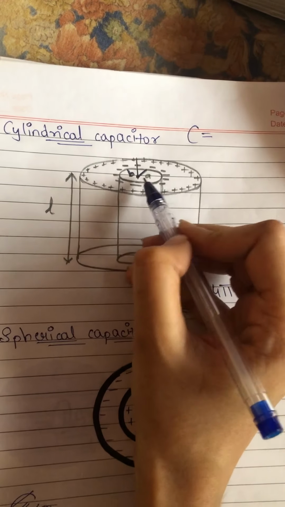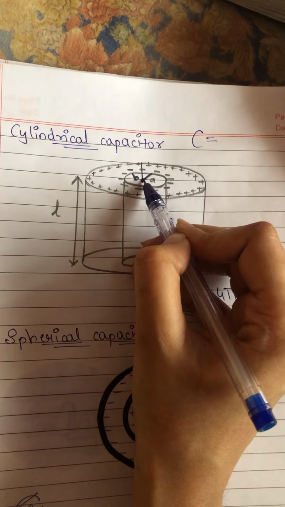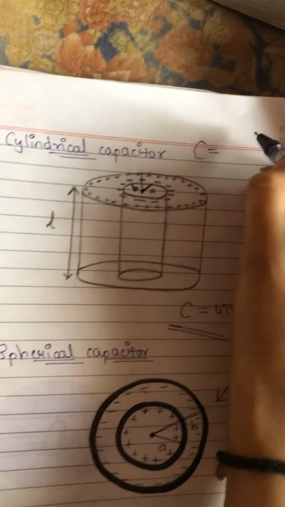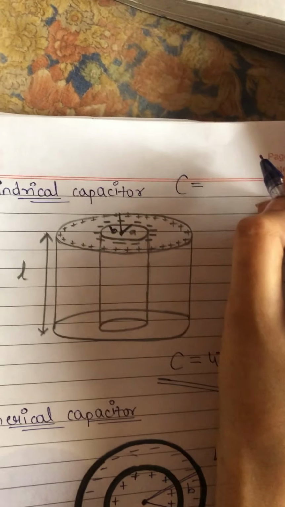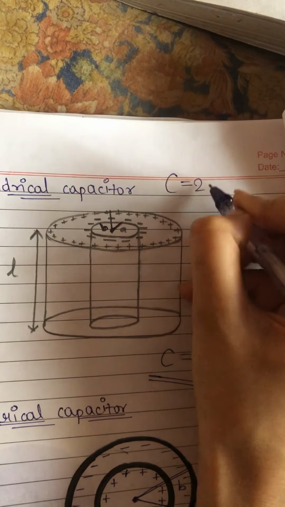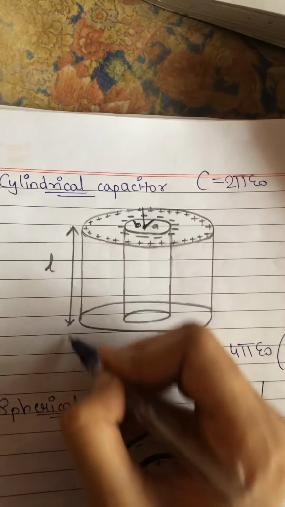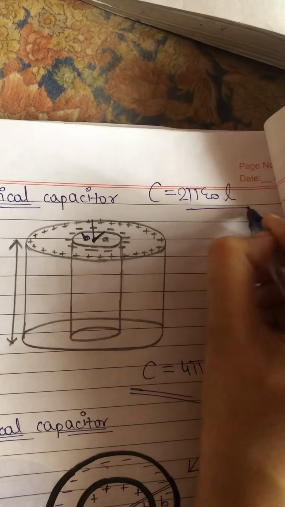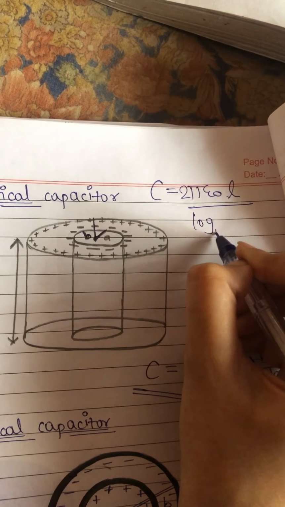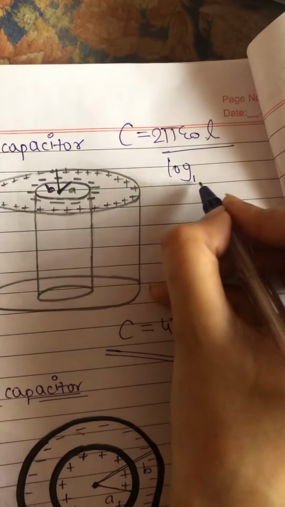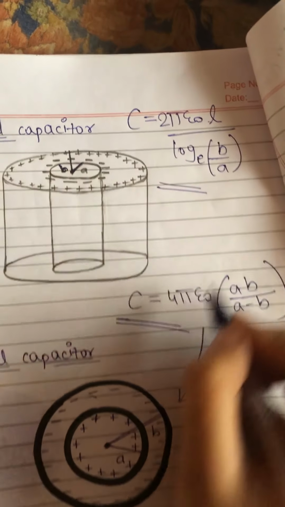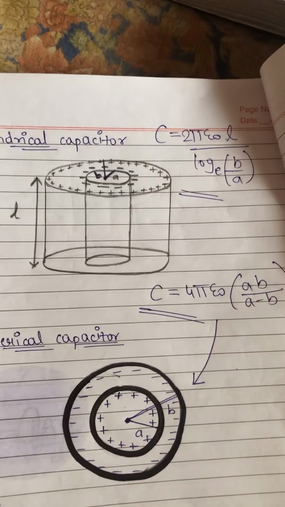Okay, for cylindrical capacitor, there are 2 coaxial cylinders, means the axis for both the cylinders is same, and the inner cylinder has radius a, outer cylinder has radius b. So here the formula for capacitance is given by 2 pi epsilon naught, and L is the length of the cylinder. 2 pi epsilon naught L upon log to the base e, b upon a. This will be the formula of the capacitance. This can be asked in a 1 mark question.